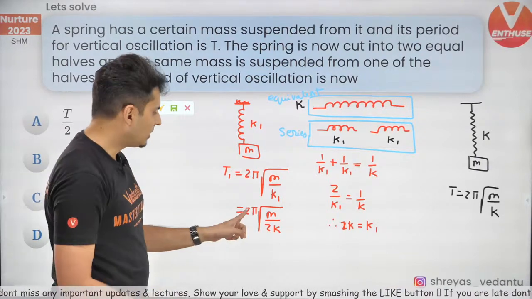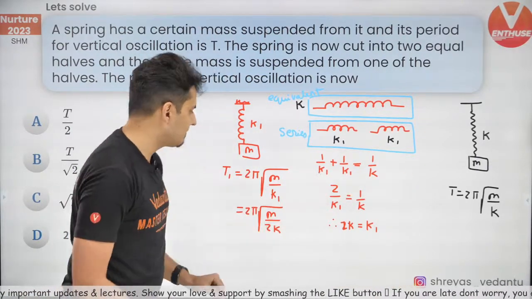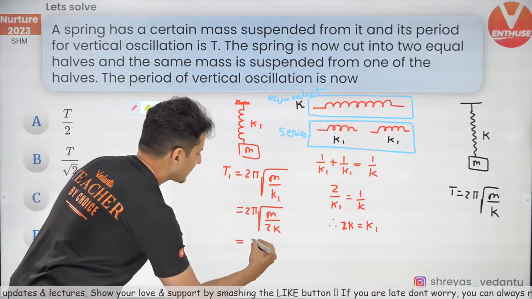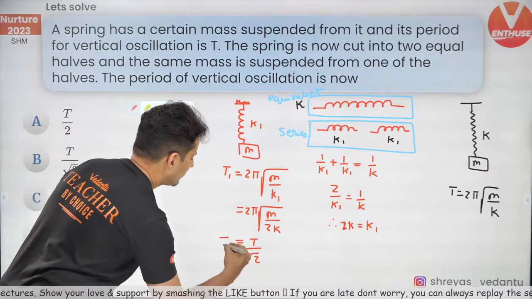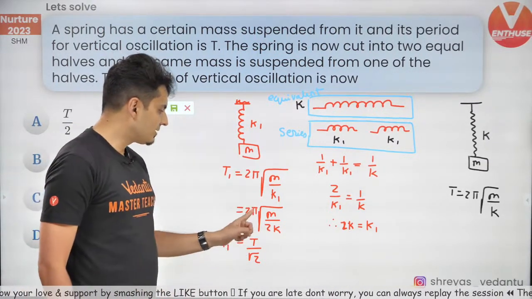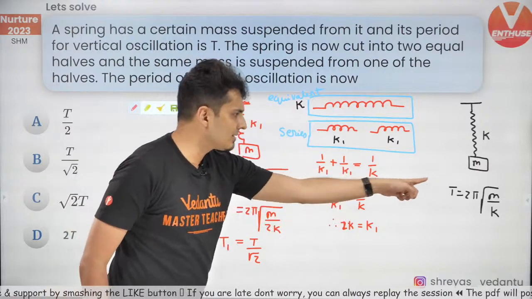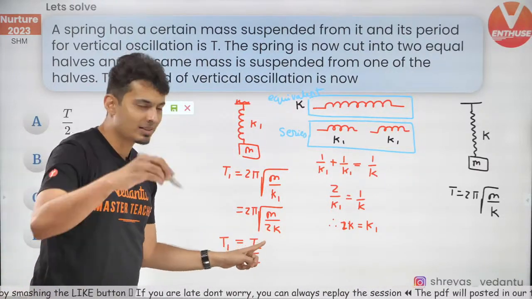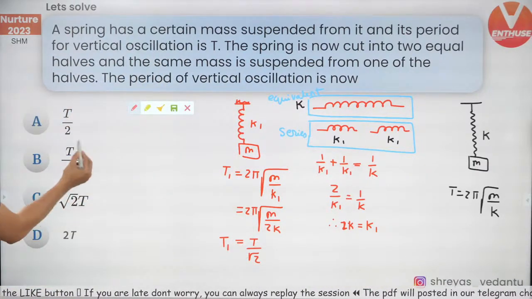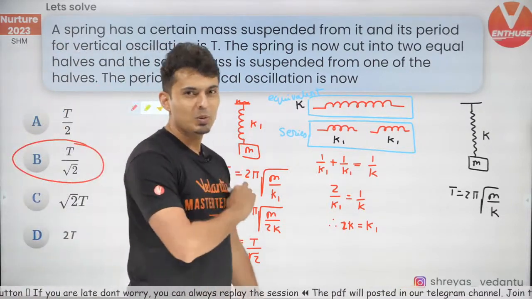Wait a minute. I already know 2 pi under root M by K is the time period. This extra 2 is there. So this is just T by root 2. So only that root 2 is extra. So I think I got it. The new time period will be T by root 2. That's the answer.